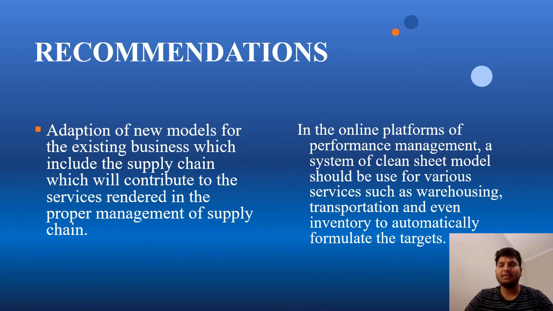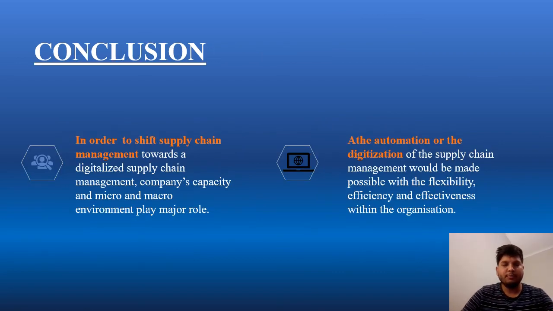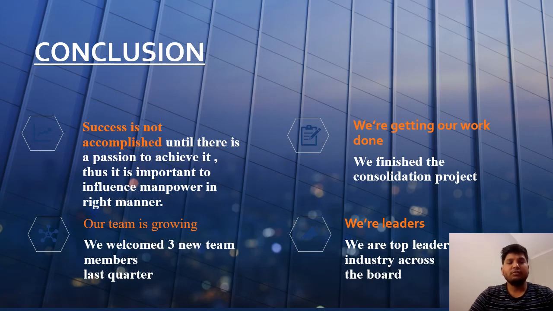Now coming to the next slide, we have the conclusion for this topic. For shifting supply chain management towards digitalized supply chain management, the company's capacity and macro environment play a major role. And the automation or digitization of supply chain management would be made possible with the flexibility, efficiency, and effectiveness within the organizations. Now coming to the next slide, we have some more conclusion points.